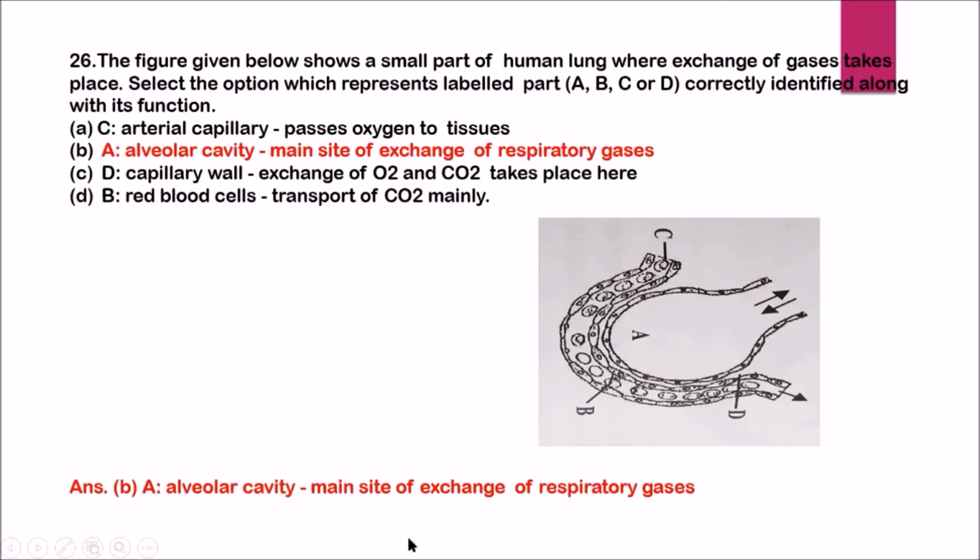So here we can see that A is the alveolar cavity, and its main function is that it is the site of exchange of respiratory gases. So option B is correct.